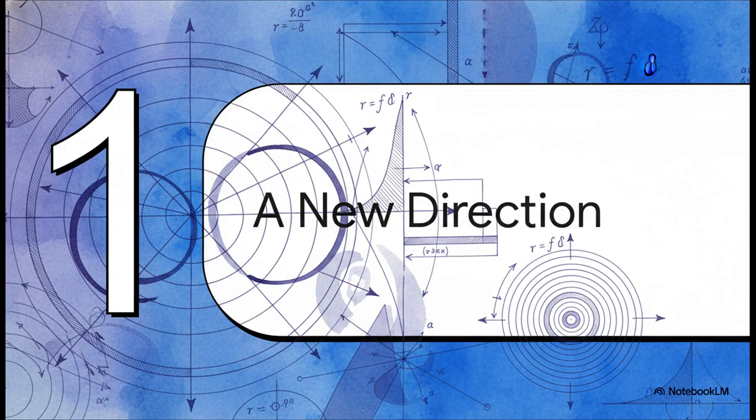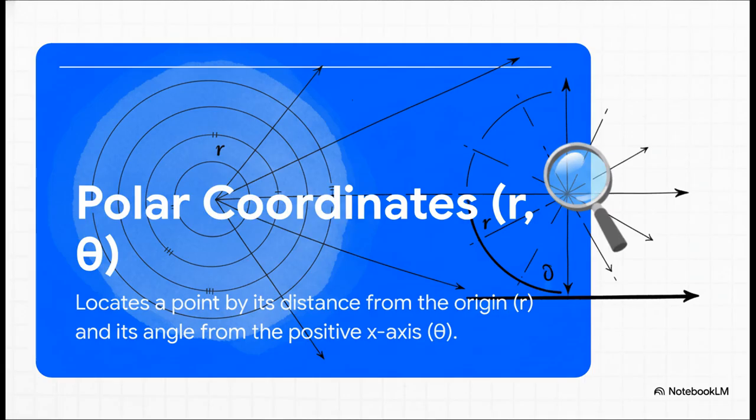Okay, so let's make this official. Let's break down exactly what this new system is all about. The definition is actually beautifully simple. You define any point with just two pieces of information. First, there's r. That stands for radius, which is just the straight line distance from the center, from the origin. And second, there's theta, which is the angle of that line, always measured counterclockwise from the positive x-axis. Distance and direction. That's literally it.